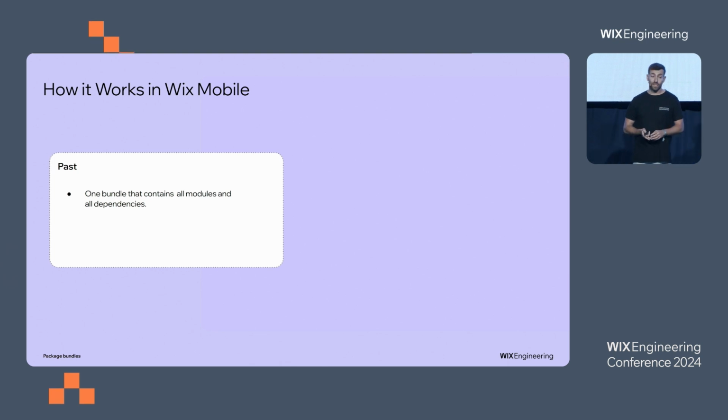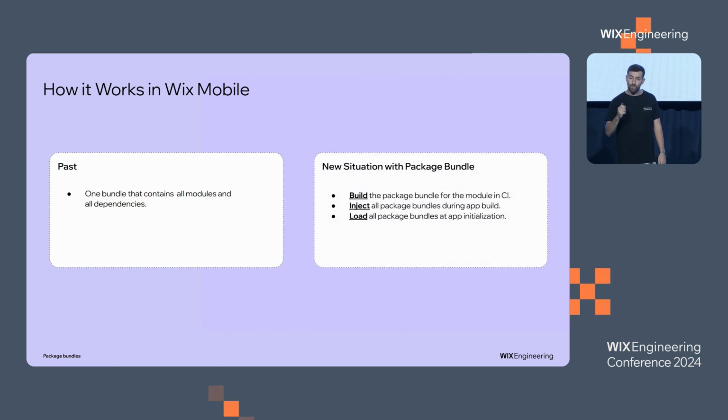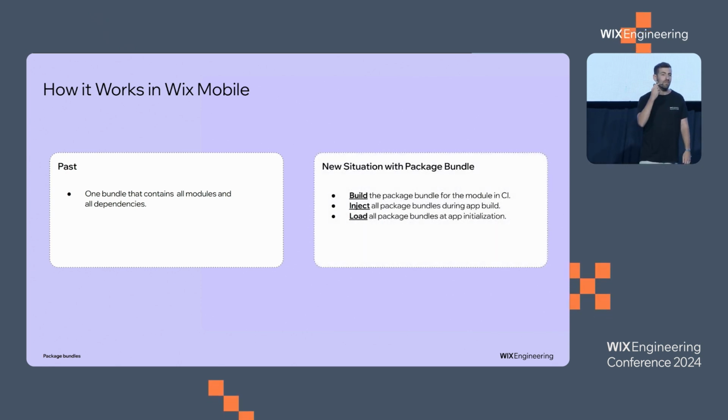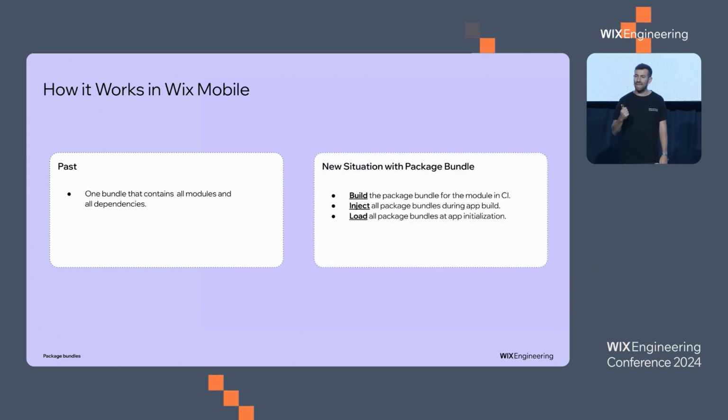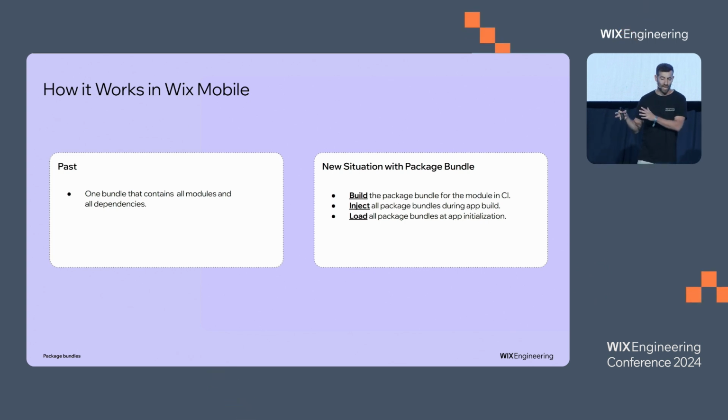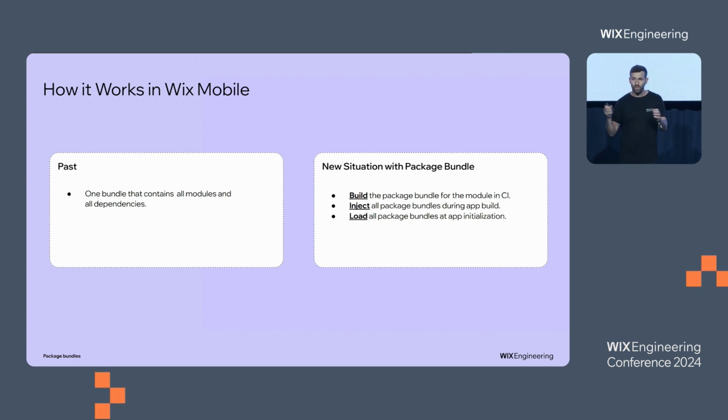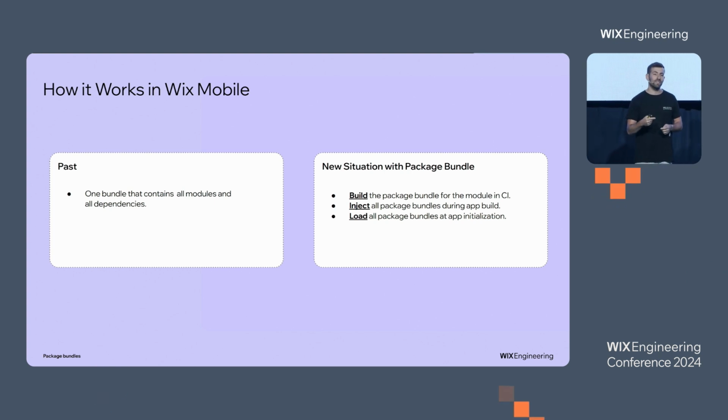So how does it work in Wix? In the past, we had one bundle that contained all the modules and all the dependencies. Now, with package bundle, the process is split into 3 different phases: build, inject, and load. We build the package bundle in the modules UI. When we want to create the app, we inject all those package bundles into the app. Inject means copy. We just take those bundles and copy them to the app, and in the app initialization, we load those package bundles, so now this code is running. That's it.